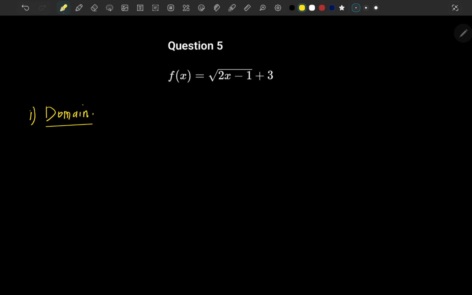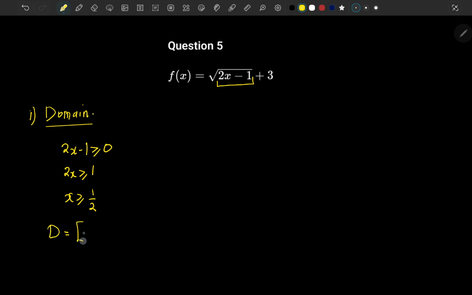With a given function here, we are going to set only what is under the root. So we'll say 2x minus 1 is greater than or equal to 0, which will give us 2x is greater than or equal to 1. Divide throughout by 2, you get x is greater than or equal to 1 over 2. Meaning, this is where our domain starts from, to avoid the negative under the root. That's where the domain starts from.